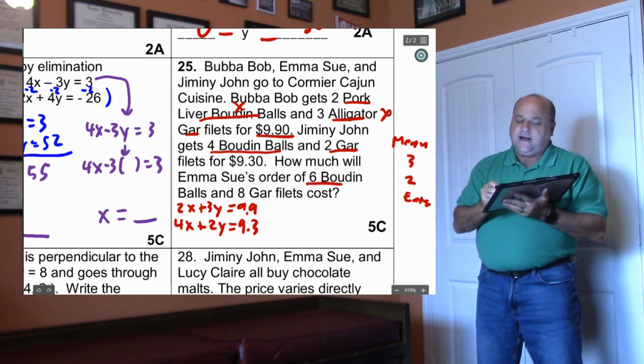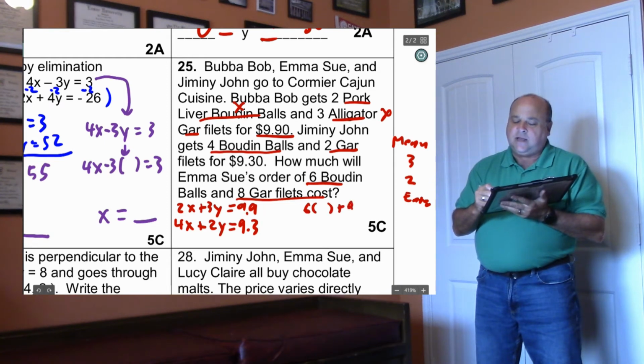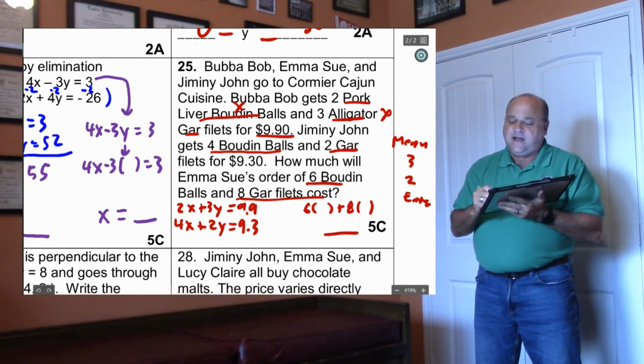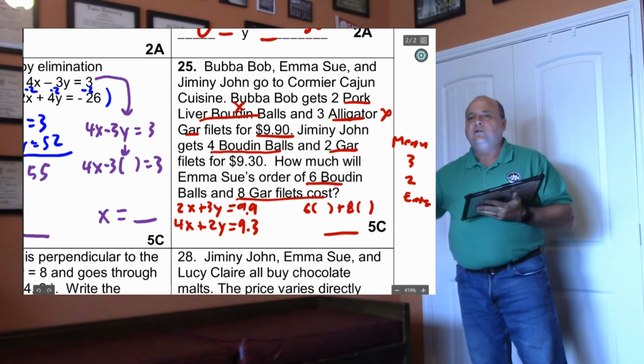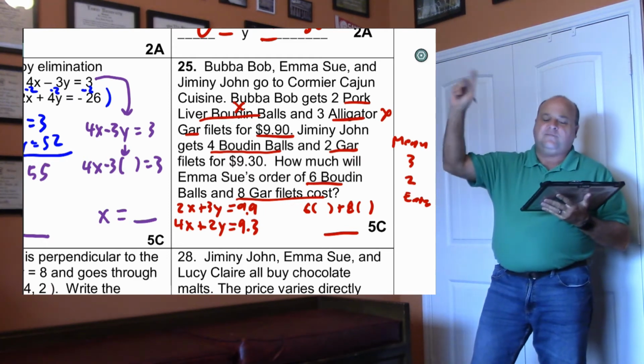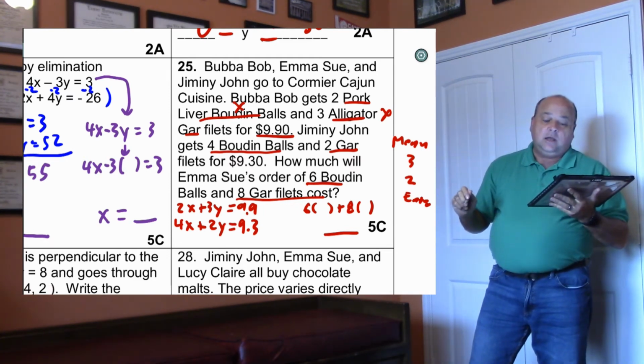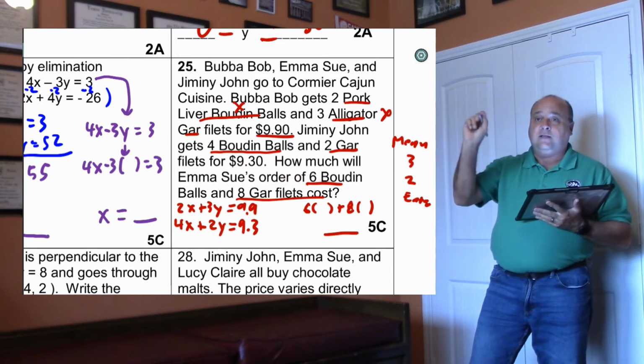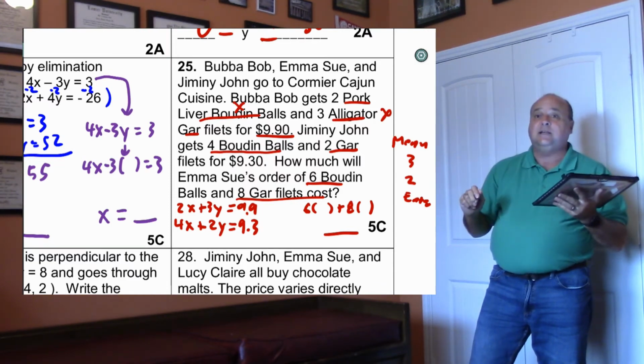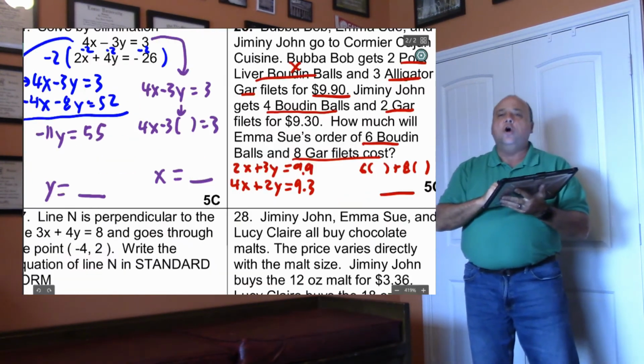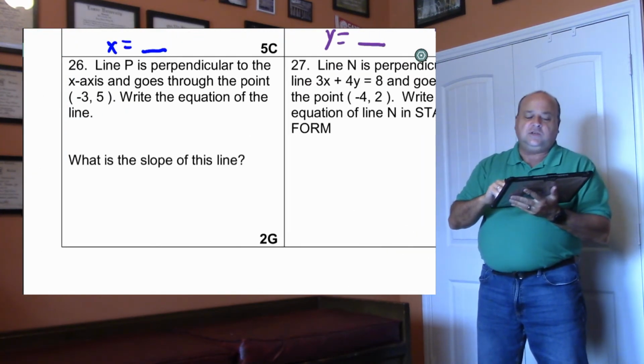And then I need to find out this order. So I'm going to take 6 times x plus 8 times y and find out what that costs, okay? So you've got to get your x and y, then find the cost of Emma Sue's order. You're going to take the x and y and multiply by 6 and 8. Get that answer.